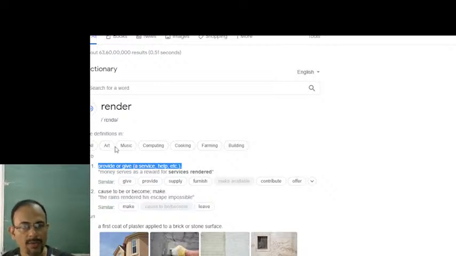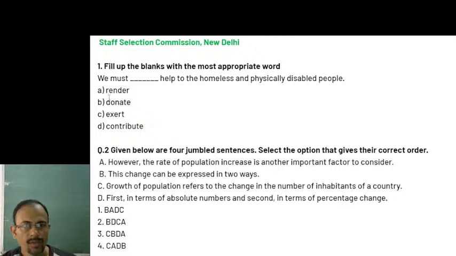So the first meaning of render is provide service or help. The second meaning is to cause to be or become or make something, like the rains rendered his escape impossible, meaning the rain made his escape impossible. From that point of view, render is the correct option here, from the number one meaning, because it is to provide service or help. So we must render help to the homeless and physically disabled people.